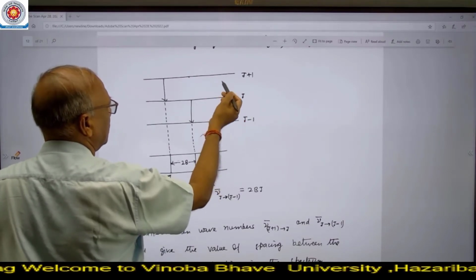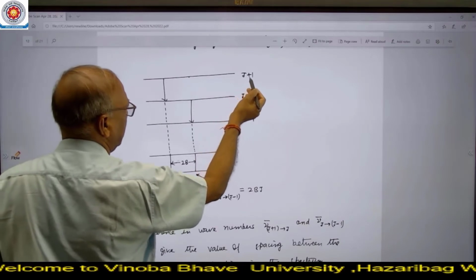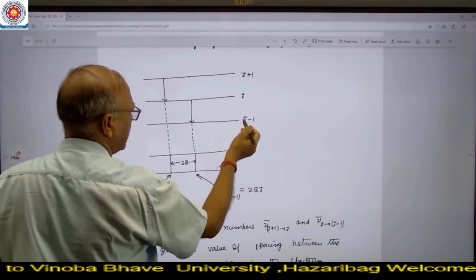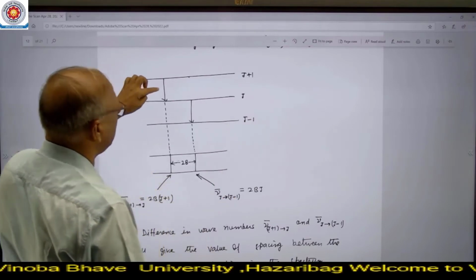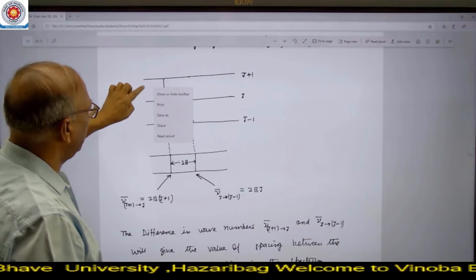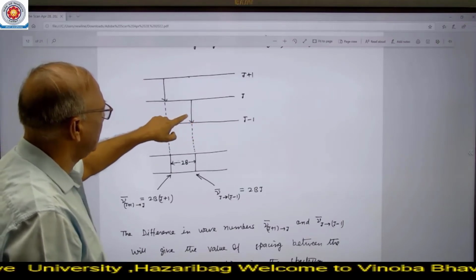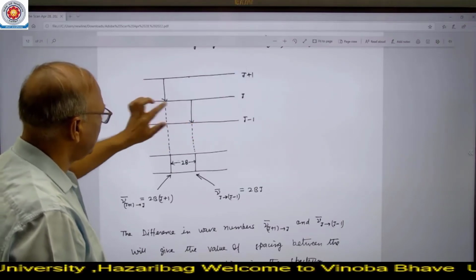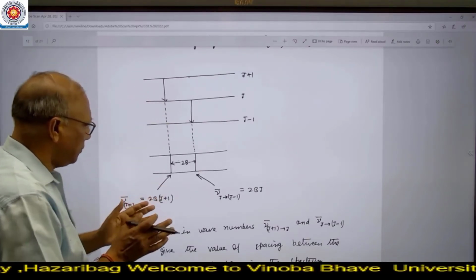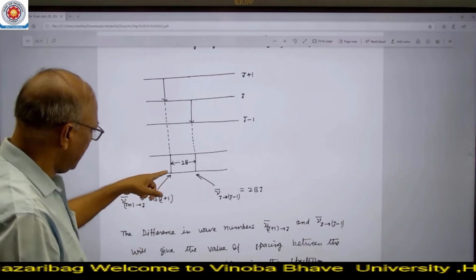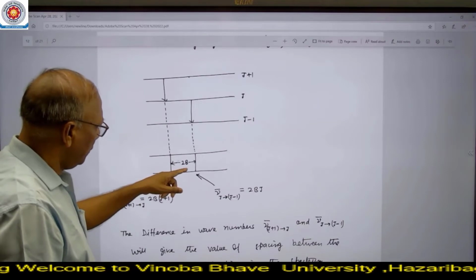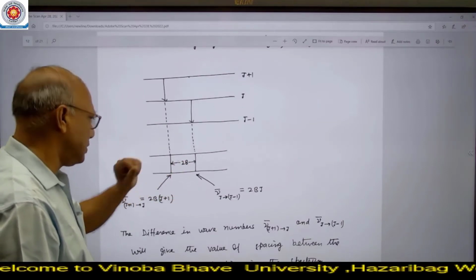This is just the upper rotational energy level J plus 1, and from the lower energy level just below J, it is J minus 1. This one is the transition from J plus 1 to J, and this one is the transition from J to J minus 1. For this transition, the line which is obtained in the spectrum is this one, and for this type of transition, the line which is obtained in the spectrum is this one.